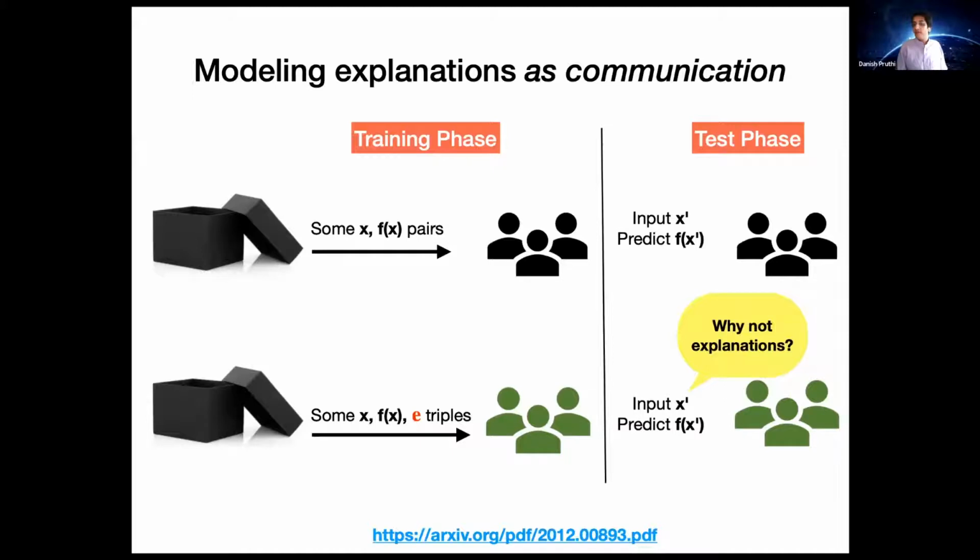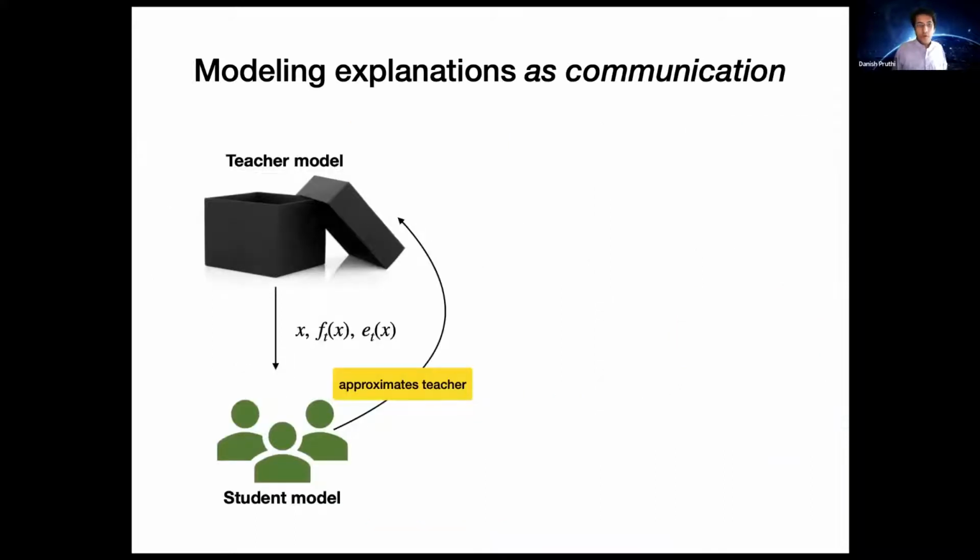And if there are explanations at test time, they can leak the label, and they do leak the label. Okay, so roughly this is basically our protocol. You have a teacher model that you're trying to explain, and you have input, output, and some sort of explanations from the teacher model. And you have a student model, which could be another black box model, by the way, who's trying to approximate the teacher model using input, output, and explanation triples.